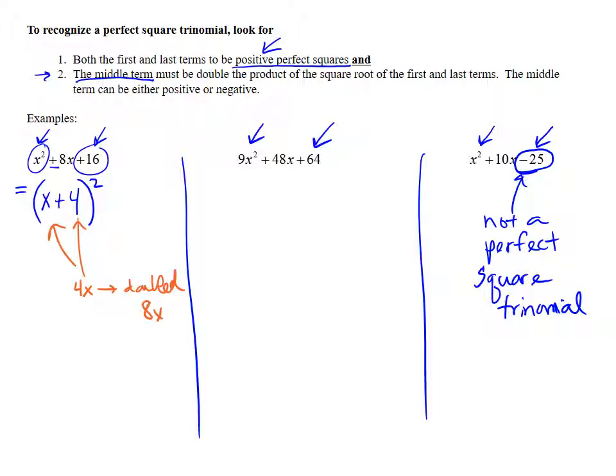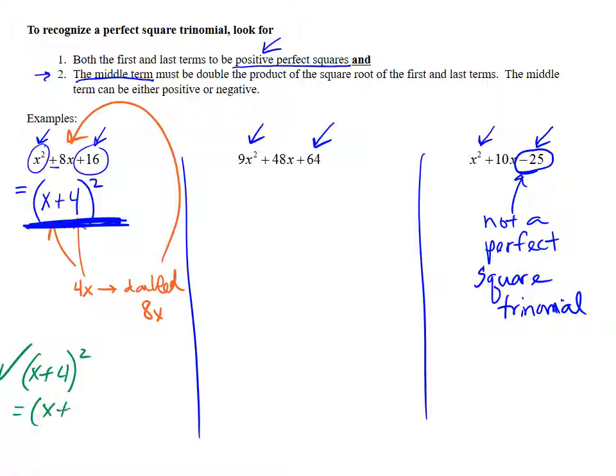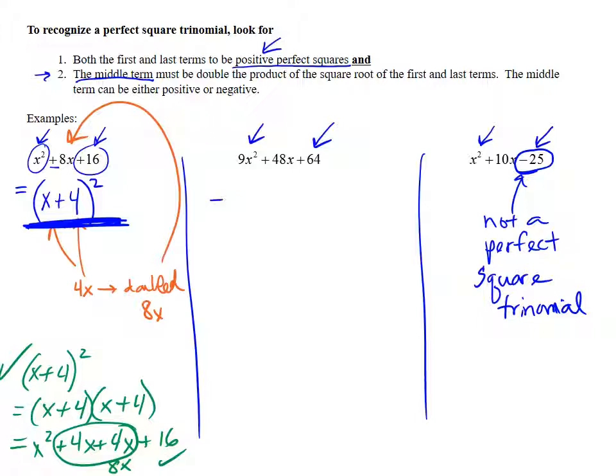Doubled, that would be 8x. There we go. There's my 8x. So this is a perfect square, and this should be my answer when I factor it out. It should be x plus 4 quantity squared. Always check to make sure you've done this right. X plus 4 quantity squared means I'm multiplying something by itself. That's x plus 4 times x plus 4. Foiling out, x squared plus outside is 4x, inside is 4x, and last term is 16. 4x plus 4x is 8x. That checks.